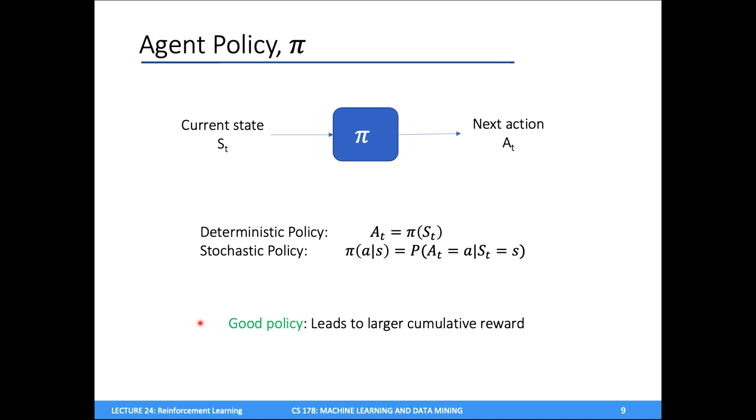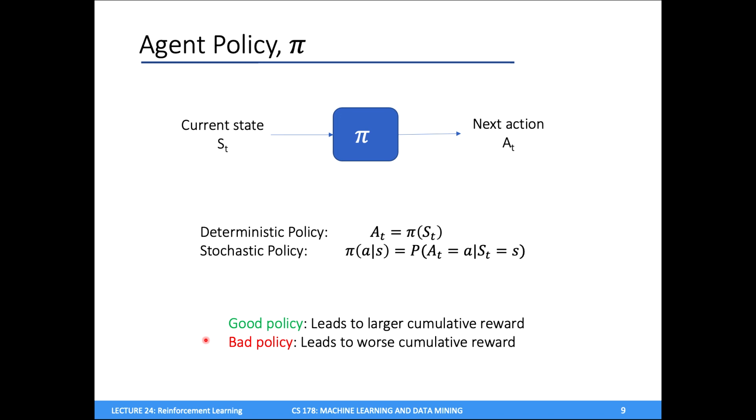And in general, a good policy is one that's going to lead to a large cumulative reward. Again, we're not interested in the reward at a particular single time step. We really want that long-term reward to be maximized. So that's what I mean by cumulative reward here. And of course, a bad policy is one that doesn't lead to very much reward at all. So this is kind of the very general RL setup.